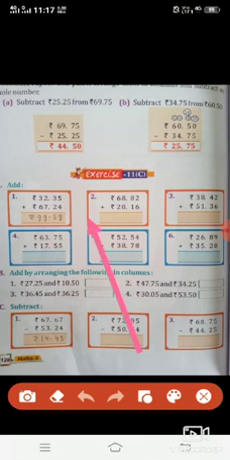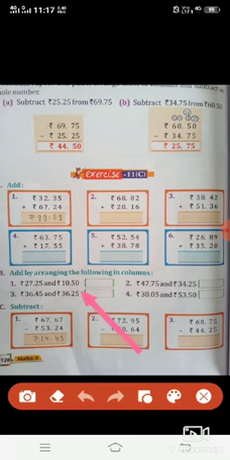In the same way students, you will solve the rest of the questions, question number 2, 3, 4, 5 and 6. And students, question number 3, arrange the following in columns. Students, you will solve the given question yourself like this question.